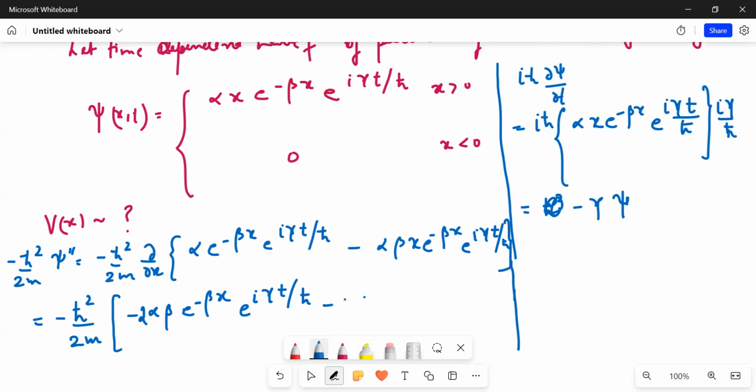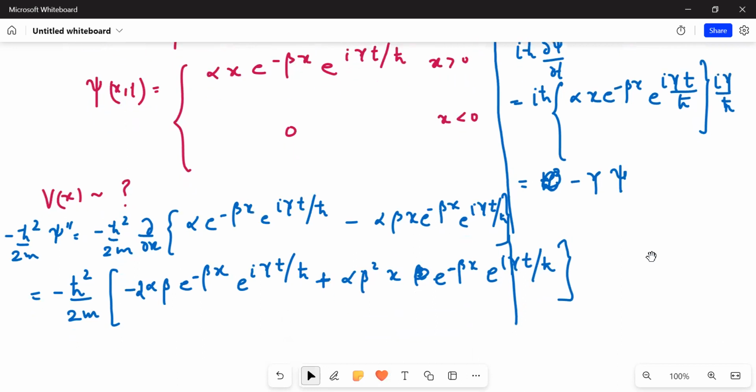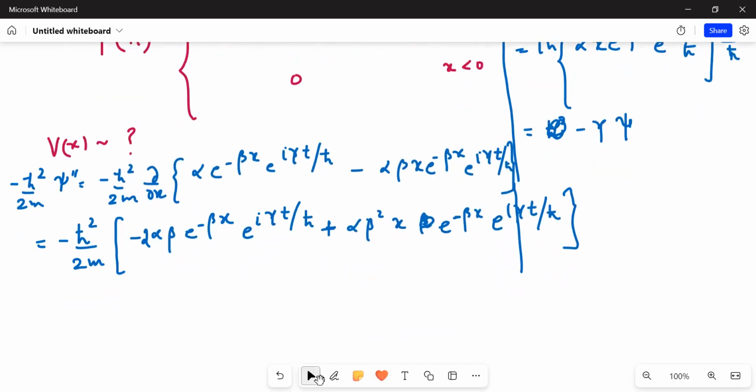So again you differentiate it, and this time you'll get plus alpha beta square x e to power of minus beta x, exponential iota gamma t upon H cut. Okay, this is another thing. Now we already know that alpha x e to power minus beta x e to power iota gamma t is simply our psi. So what I'll do is something like this.